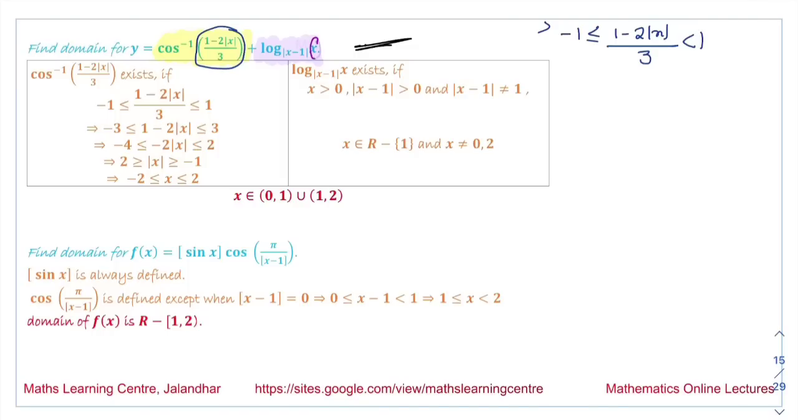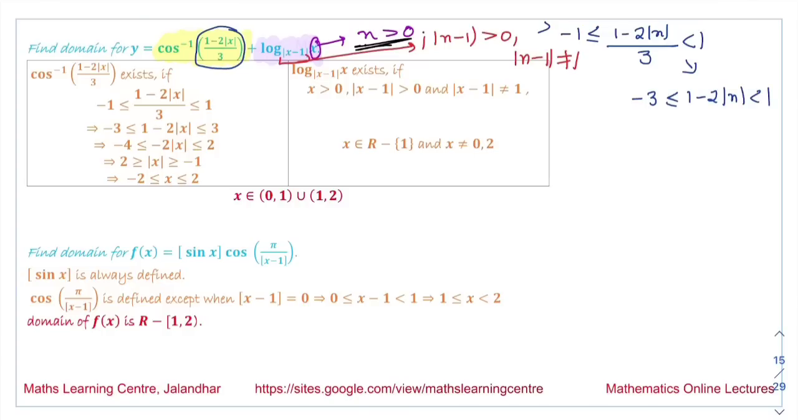Next, from the log we are saying that x should be greater than 0. This mod of x minus 1 should be greater than 0. And third condition, this mod of x minus 1 should not be equal to 1. So on solving these, first we solve this value over here. We are getting minus 3 is less than or equal to 1 minus 2 mod x is less than or equal to 1. So this gives us minus 4 is less than or equal to minus 2 mod x is less than or equal to 3. So we get 2 is greater than or equal to mod x is greater than or equal to minus 1.